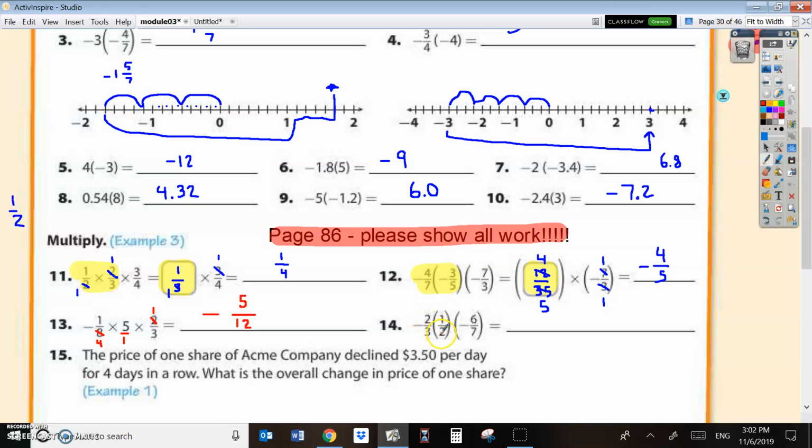Okay, the 2 and the 2, those will cancel. So you get 1 there, and 1 there. The 3 and the 6 will also cancel. 6 divided by 3 is 2. 3 divided by 3 is 1. Then negative times a negative gives you a positive. 1 times 1 is 1. 1 times 2 is 2. 1 times 1 is 1. 1 times 7 is 7.